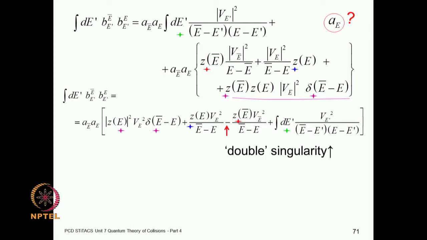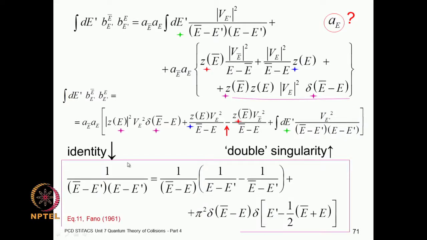Okay, good. So now we have a double singularity here, okay? So what do we do? We use an identity which is well known in mathematics. When you have a double singularity of this kind, you use this identity, which lets you take advantage of the Dirac delta integrations. I will not prove this identity, I will use it. This is the identity that we will use, and this was used by Fano in this work. So instead of this 1 over E bar minus E prime multiplied by E minus E prime, you use the right hand side of this, and this will give you the Dirac delta or product of Dirac delta in the numerator and then the rest of the terms.